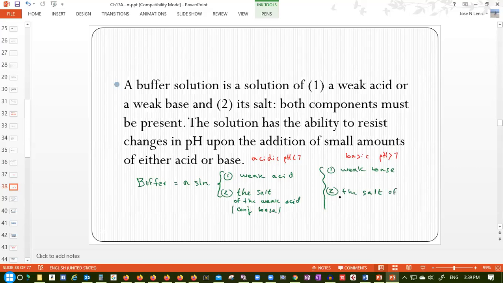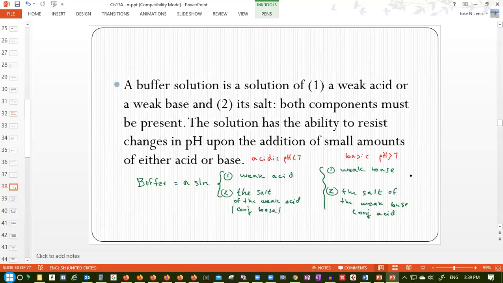of the weak base. The salt of your weak base, the weak base you are making here, find what is the salt of this and add extra from a different source. So you have to add two components there to prepare the solution. And what is the salt of the weak base? It is the conjugate acid of that weak base. And that's a buffer.